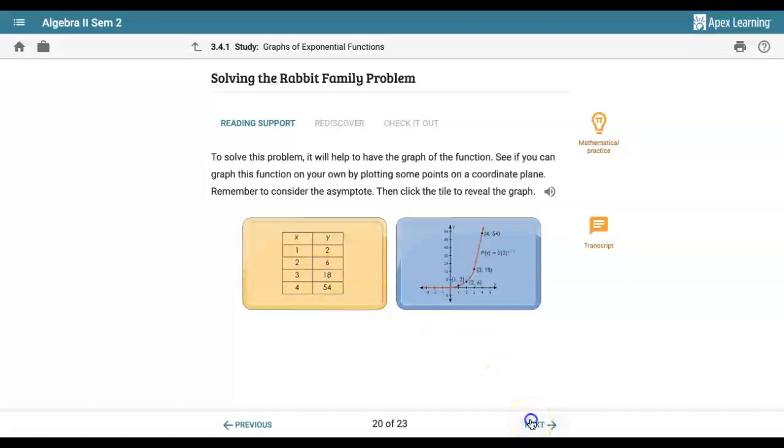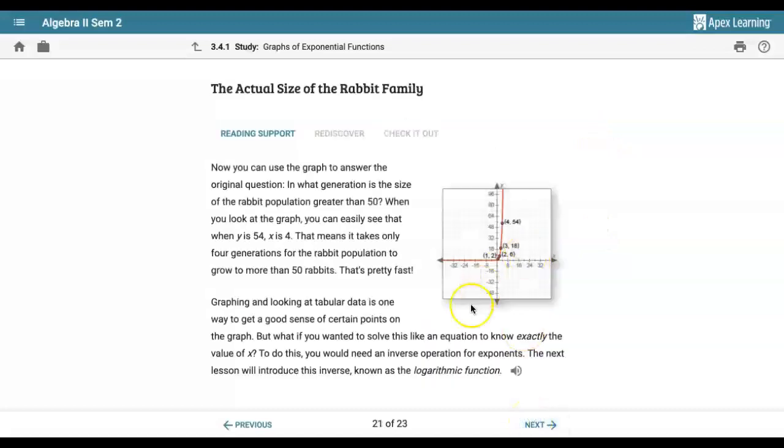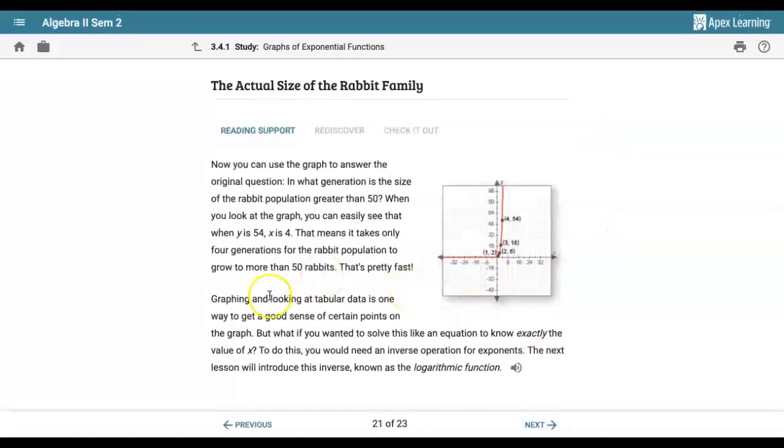Obviously, we have 54. So that would mean, again, that's how we solve our answer.